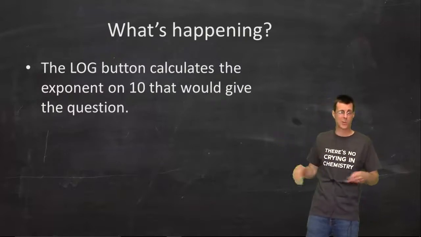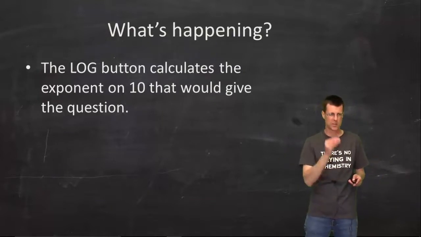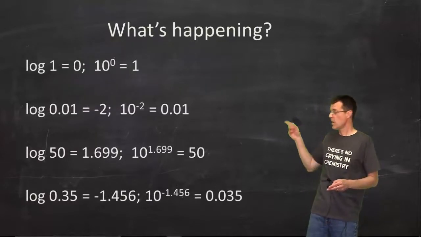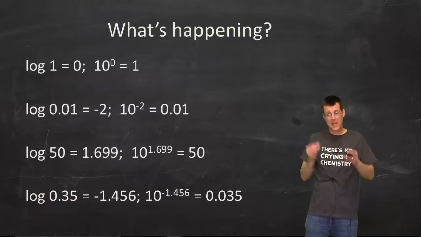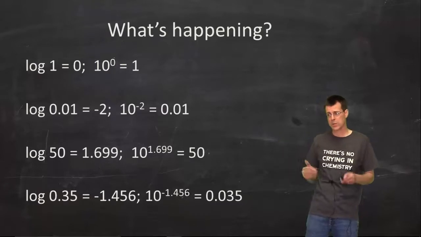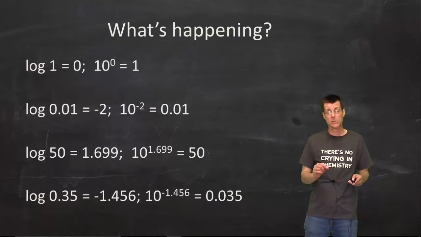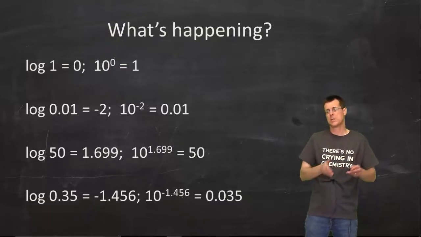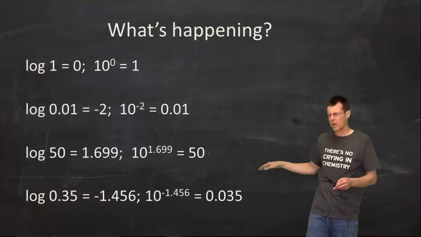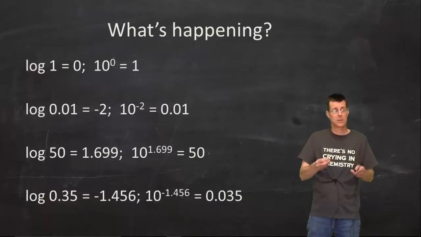Maybe you've done it in math already and I'm just spinning my wheels here, but the log button tells you the exponent on 10 that would give you the number. So in other words, the log of 1 is 0 because 10 to the exponent 0 equals 1. Jumping down, the logarithm of decimal 0.01, which is 1 over 100, is -2 because 10 to the exponent -2 is decimal 0.01. And for all the other numbers, you can figure out some exponent on 10 that would give you that number.